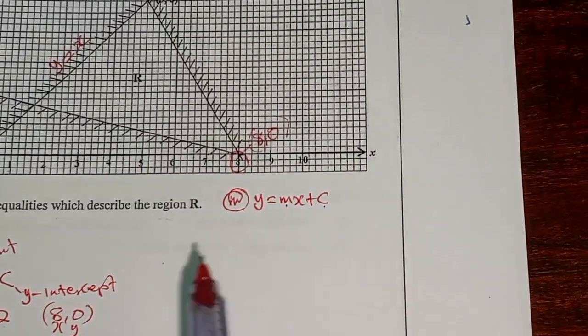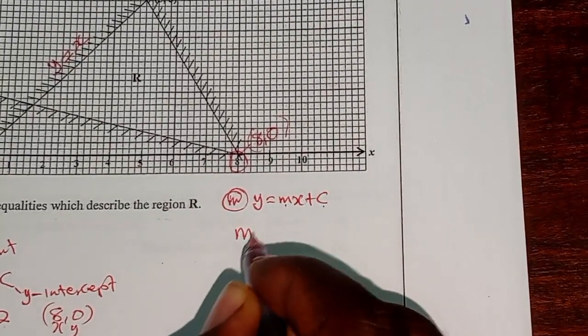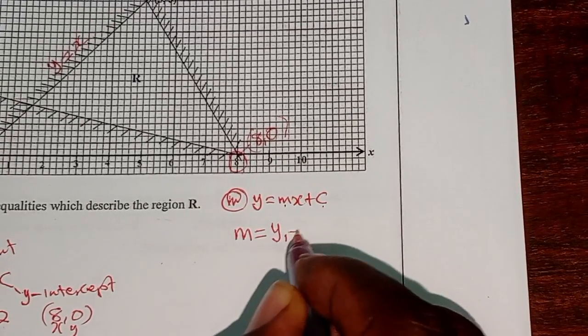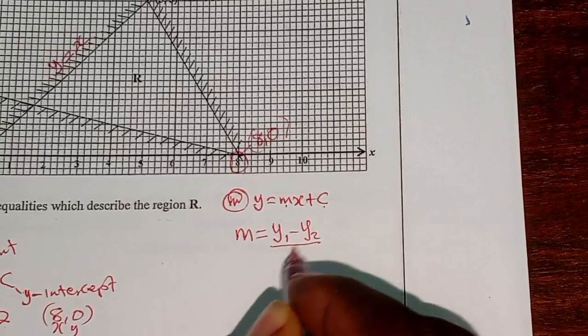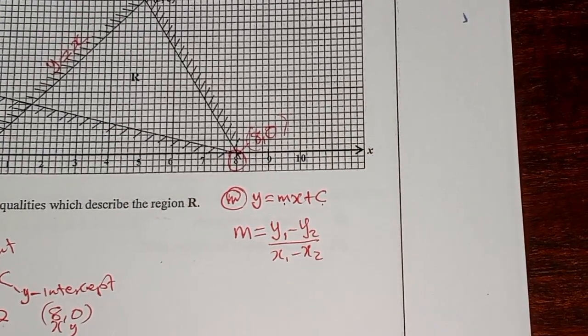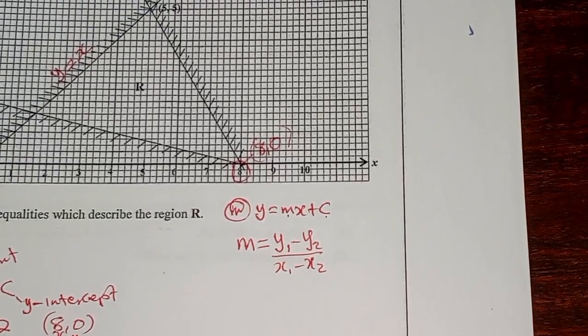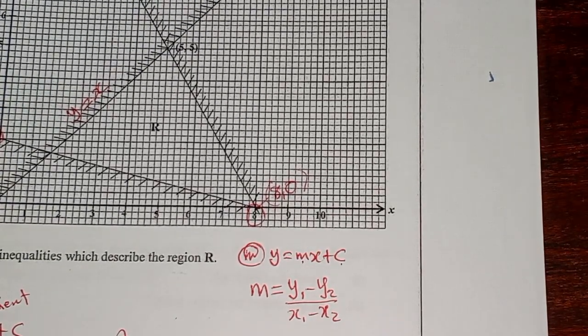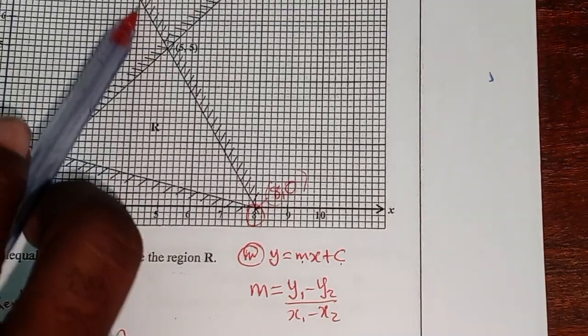So gradient, it is given by this formula. Gradient is equal to change in y-axis divided by change in x-axis. So I have two pairs of coordinates along this line.